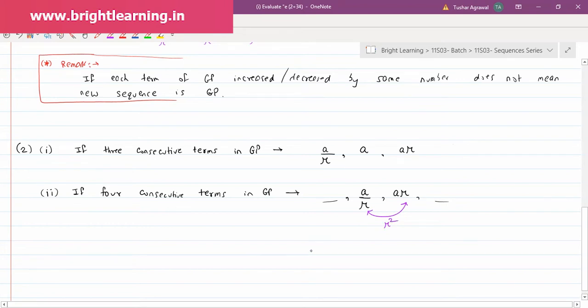Do you realize this part? AR divided by A upon R, next term divided by previous term, so it will be R square. Since the common ratio is R square, I will be forced to take the next term as AR cube, AR multiplied by R square, that is AR cube. And the first term as A upon R cube. Got it? For 5 terms also you can do.